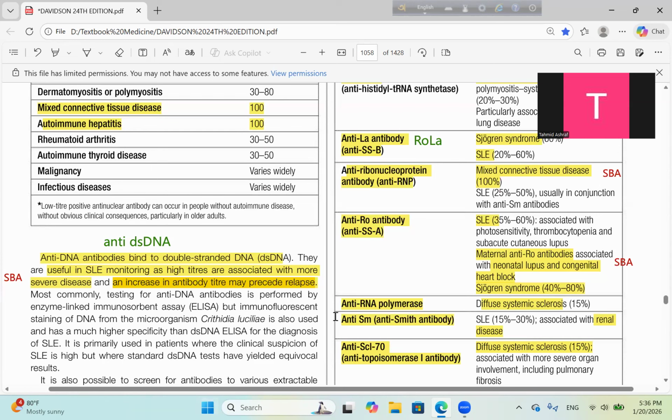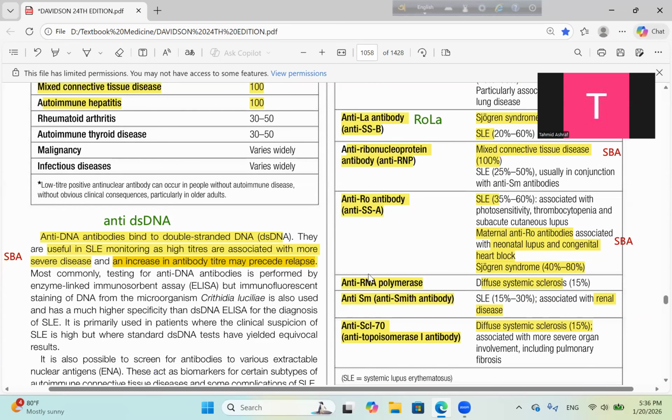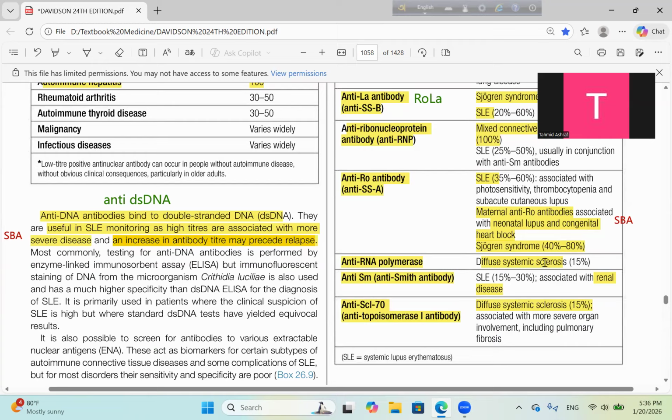Next one is anti-RNA polymerase. This is found positive in diffuse systemic sclerosis. In diffuse systemic sclerosis, another antibody is positive, which is anti-SCL70 or anti-topoisomerase 1. We'll have to remember the alternative names also, because this frequently appears in the exams.